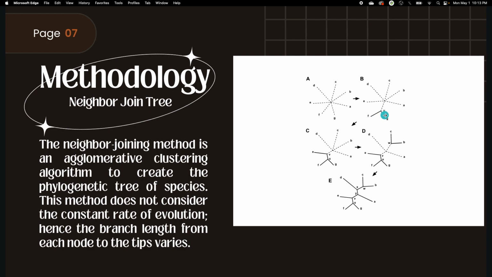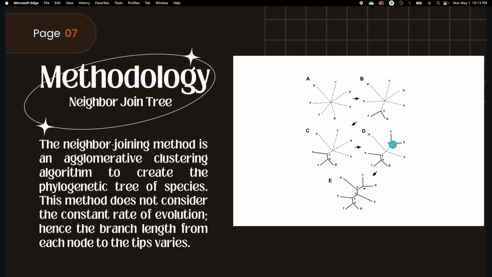Then from U, other branch lengths are calculated, to see which specific taxon has the smaller distance from this specific node. After calculating that, they found that E has the smaller distance, so E is also joined with this. That's how the algorithm goes on and on, finding the distance from this specific node to other taxa, to find the smaller distance and add them to a new node.